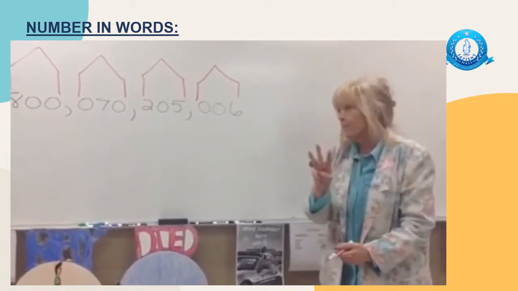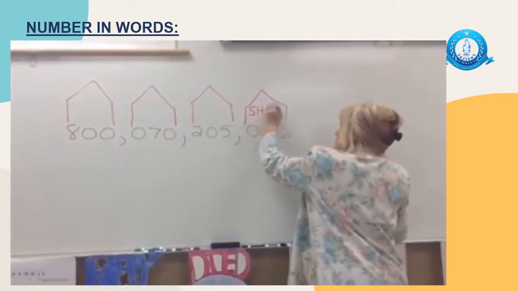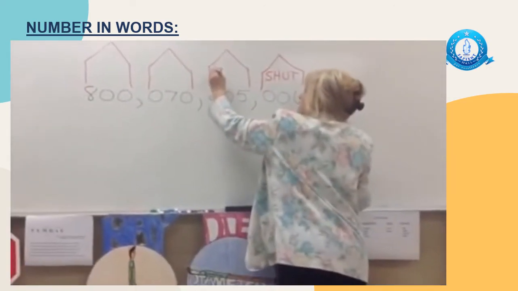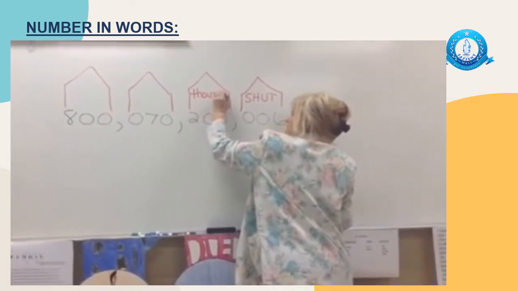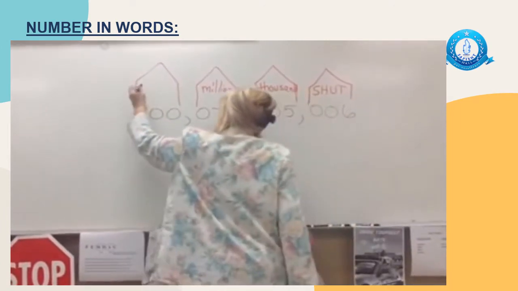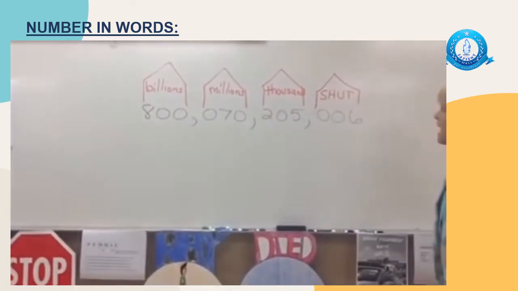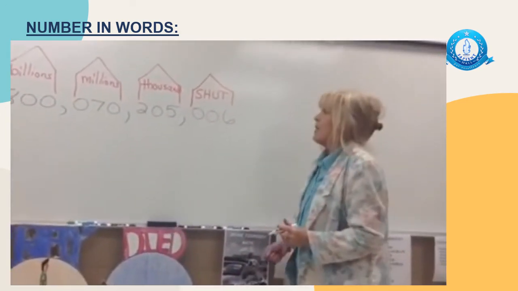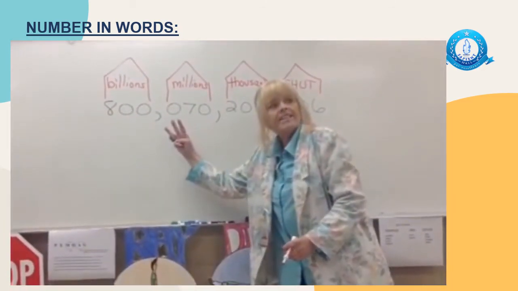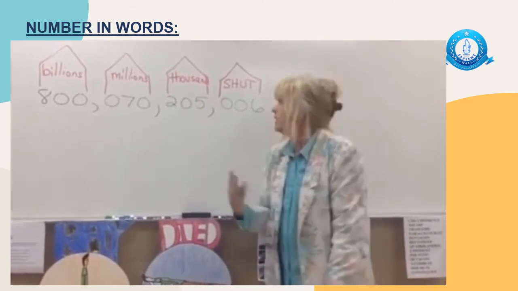Anybody? Three. Okay. So the name of this house is the shut house. Shh. It's the shut house. You don't say its name. This is the thou house. Thousands. This is the mill house. Million. And this is the bill house, or the billions. Okay, so you have to remember that. Just remember the million section is the third section over. Seriously, if you remember that the million section is the third section over, it'll help you a lot.